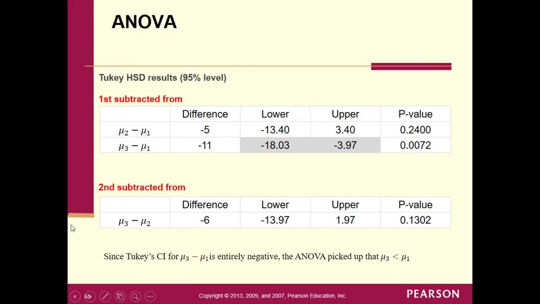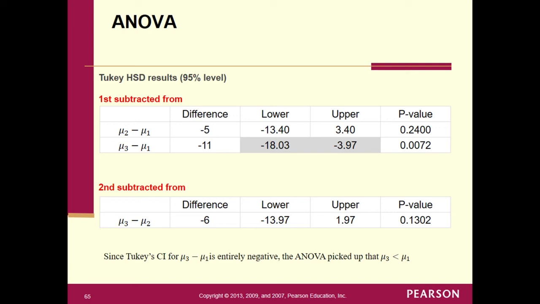So since Tukey's confidence interval for mu3 minus mu1 is entirely negative, the ANOVA picked up on what? That mu3 is less than mu1. That's what it's telling us. Or, if you will, mu1 is greater than mu3. However you want to think of it, I don't care, but don't get confused over it. Remember, this was a confidence interval for mu3 minus mu1. It's entirely negative, and that means the second number was the greater number.